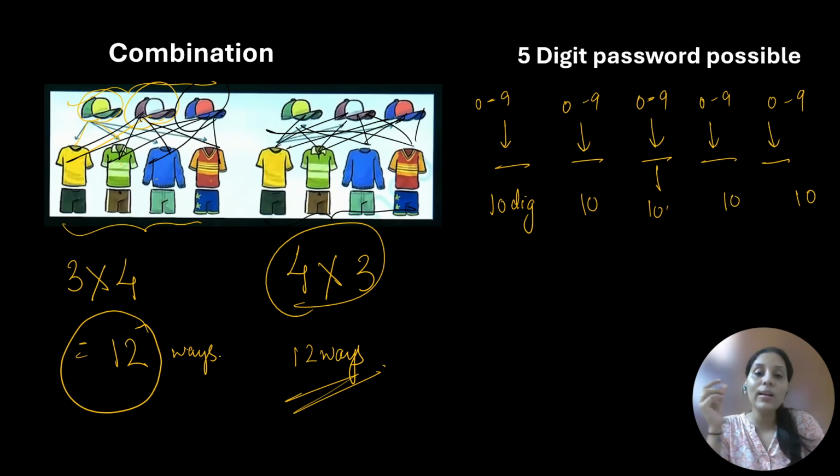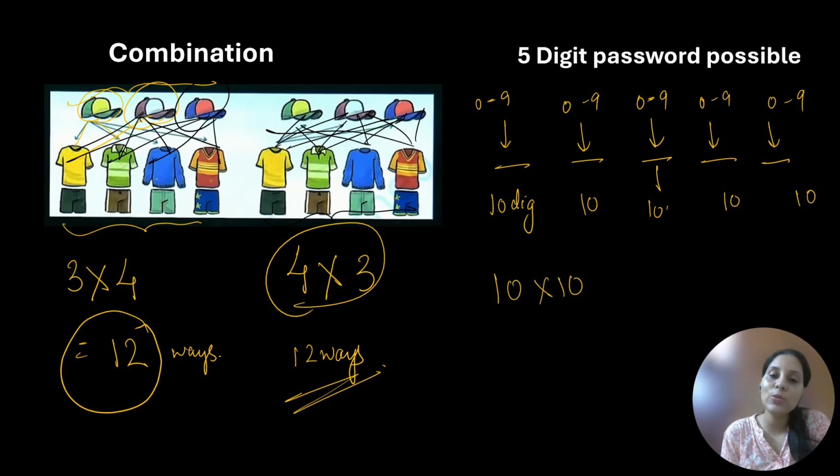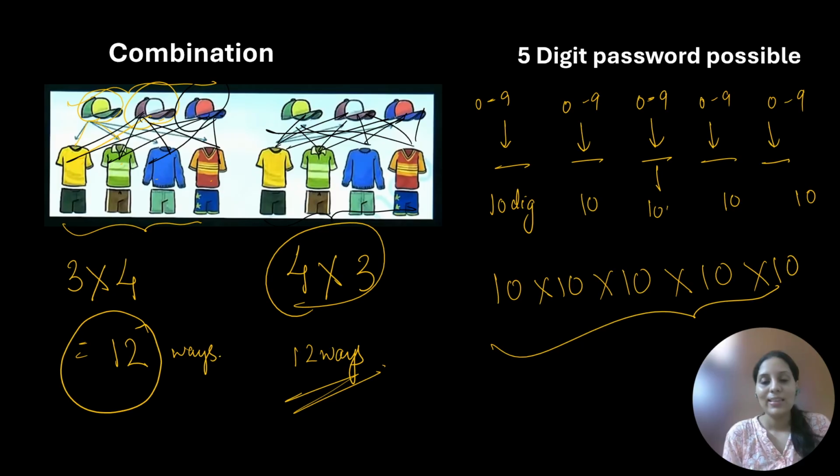अब ऐसे तो नहीं है ना कि if I'm taking my first digit to be 0, the next digit cannot be 0. It can be 0, isn't it? So you can have 10 options in each place. So total, how many options can you have? So it is basically 10 into 10 into 10 into 10 into 10. Yes, so these many options you can have in a 5-digit password.